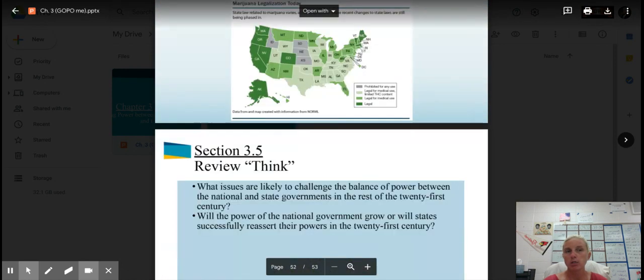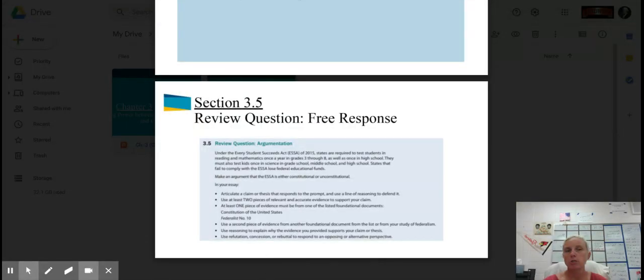All right, so I hope you guys can understand how federalism works, especially seeing the real life examples and knowing what you've seen so far. That's it for chapter 3.